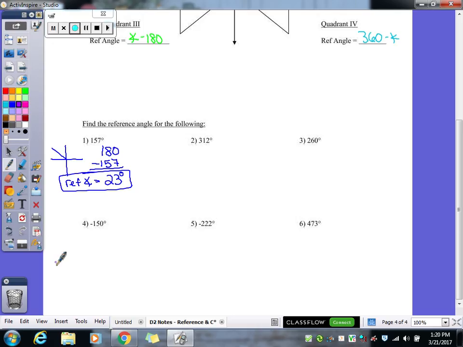Now again, this is different than a coterminal angle. They're not sharing a terminal side. This is just your angle down to your x-axis. So 312, what quadrant would we end up in? The fourth. So our rule for the fourth is it's 360 minus 312. 48. So our reference angle would be 48 degrees.